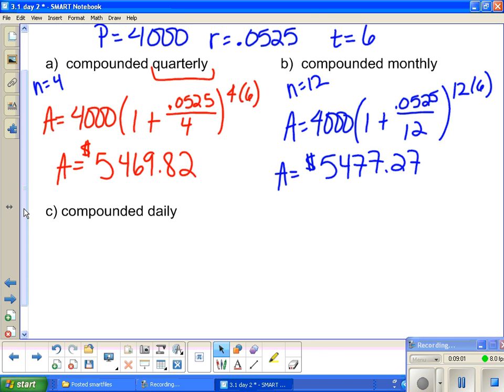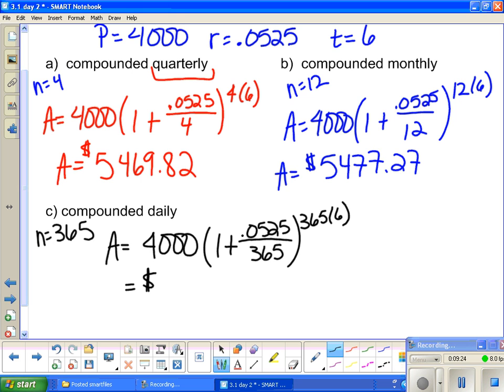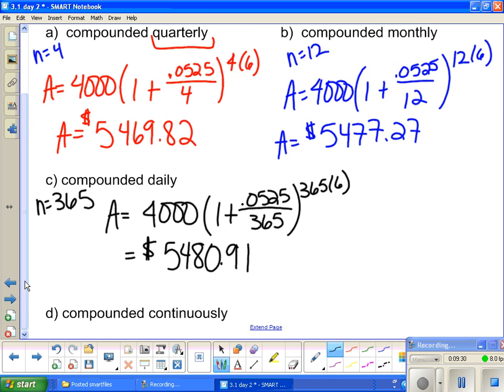What if it's compounded daily? Now my n changes to 365. Divide by 365. Put all of that into my calculator and I get approximately $5,480.91.